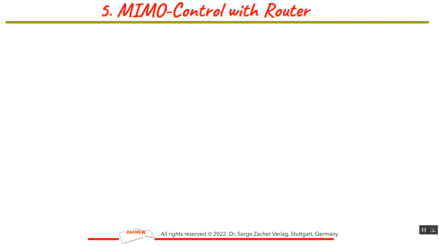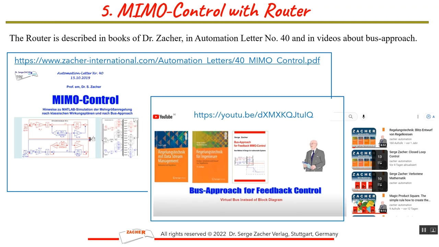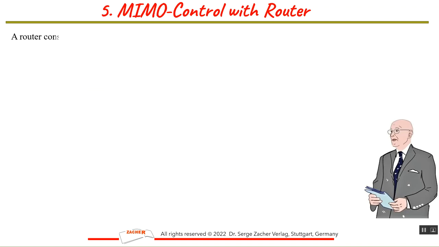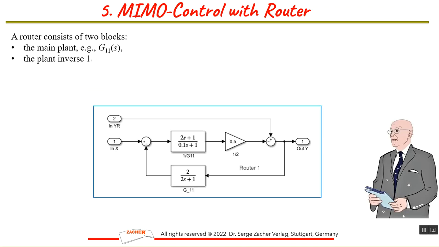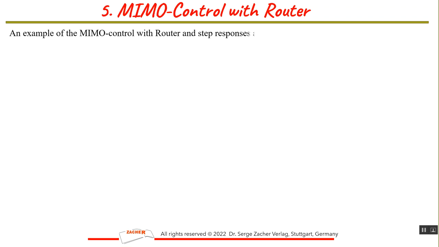Part 5. MIMO control with router. The router is a new element of closed-loop control. It is described in books of Dr. Zucker, in Automation Letter and in videos about the bus approach. A router consists of two blocks, the main plant and the plant inverse. The inputs of the router are the output of the main controller and the controlling variable X. The output of the router is the actuating variable Y. Here is shown an example of the MIMO control with router and step responses after setpoint steps.